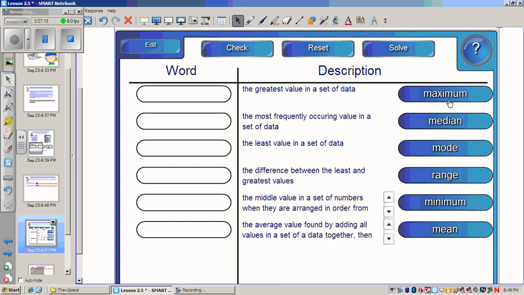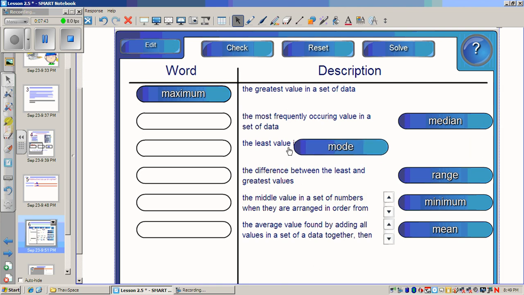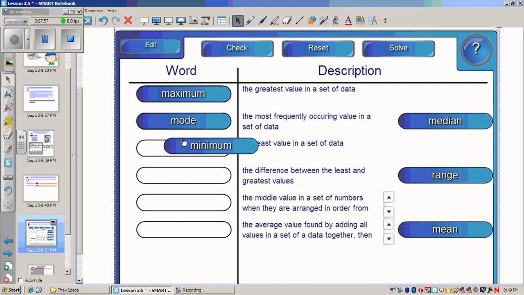Okay, so I'm going to say it's the maximum, and I'm going to drag that over and click that in there, maximum. Okay, and then it says the most frequently occurring value in a set of data. When I think of frequently, that happens to be most often, and I think of mode because it comes with MO, or most often, so that's why I know that is the mode. So we're going to slip that over there. Click it in place. Okay, the least value in a set of data. What is the least? I hope you said minimum because that is the least value in a set of numbers.